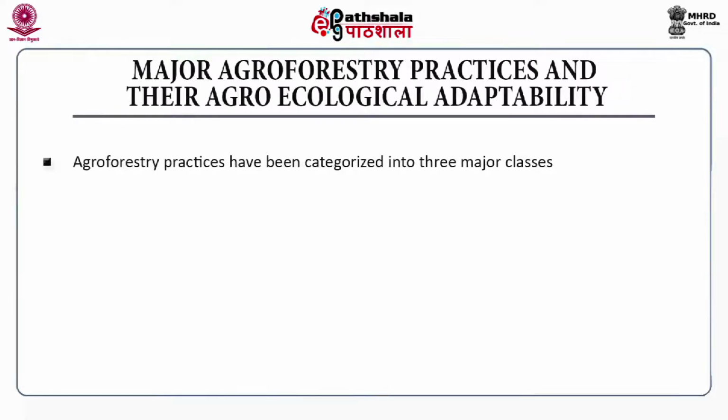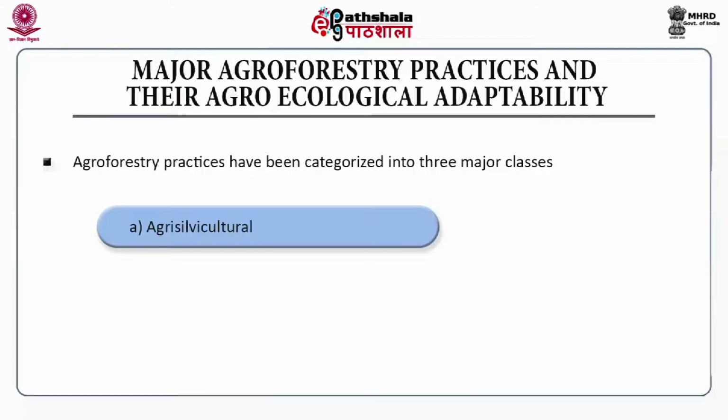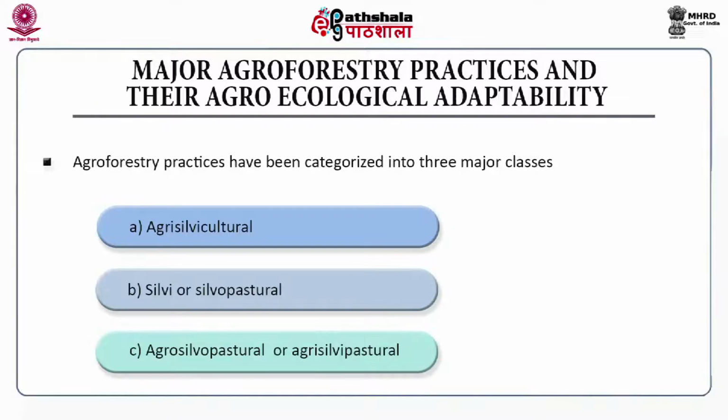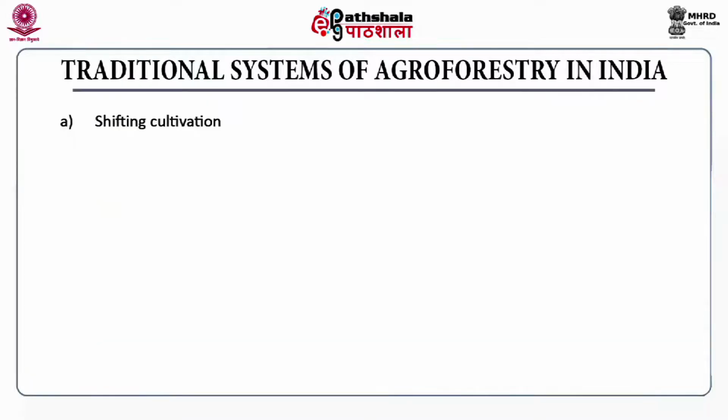Next is major agroforestry practices and their agroecological adaptability. Agroforestry practices have been categorized into three major classes. First class is agri-silvicultural class, second class is silvopastoral class and third class is agro-silvopastoral or agri-silvipastoral class. Next comes the traditional systems of agroforestry in India. Now, first and the most important system of agroforestry is shifting cultivation.